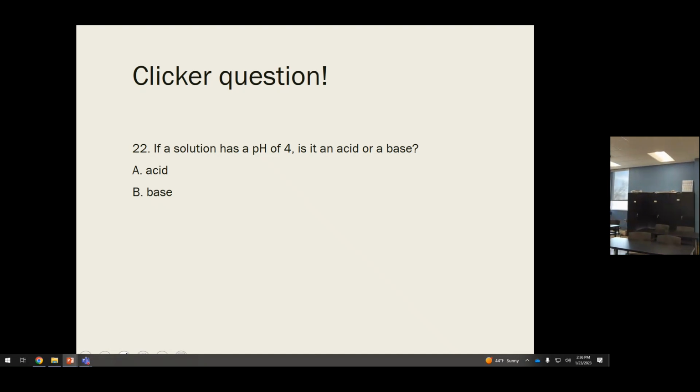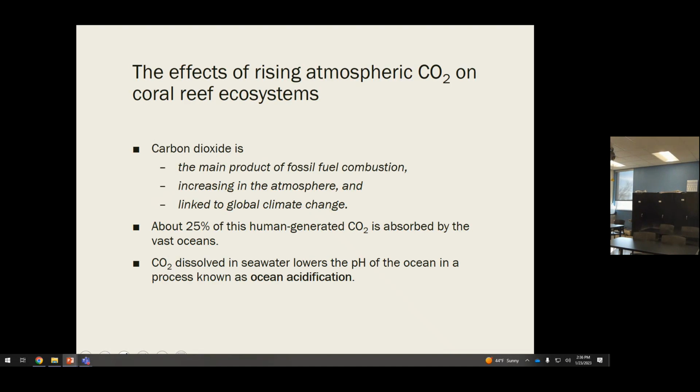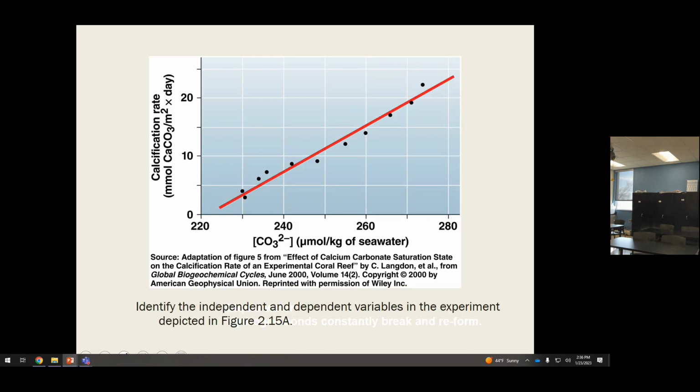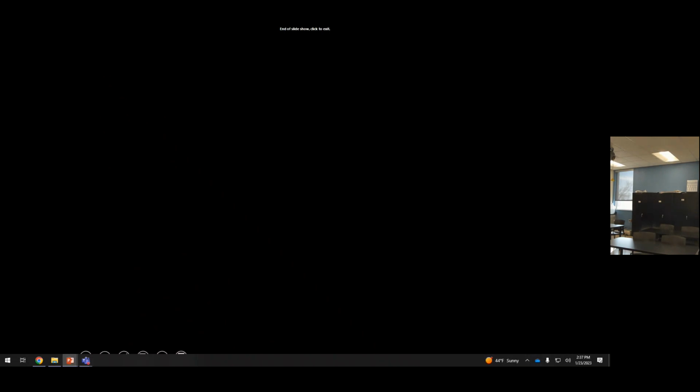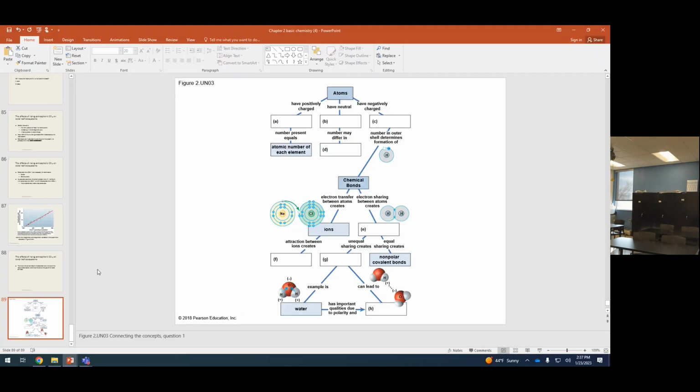Here's our final clicker question. The correct answer is A. Okay. We're going to skip this part. And this is a concept chart that you can do on your own if you so desire. All right, go ahead and take the quiz.